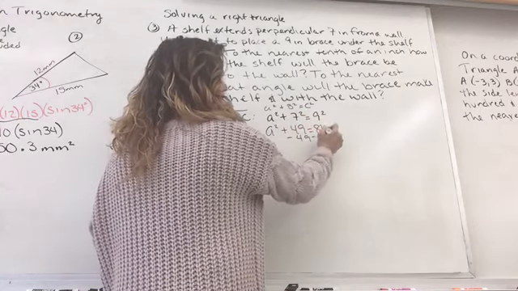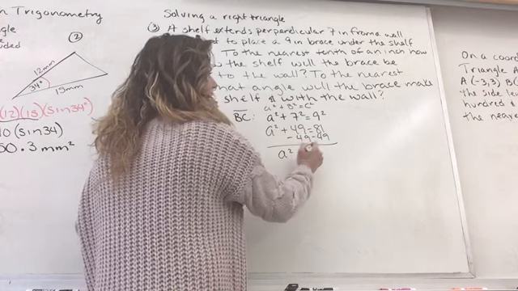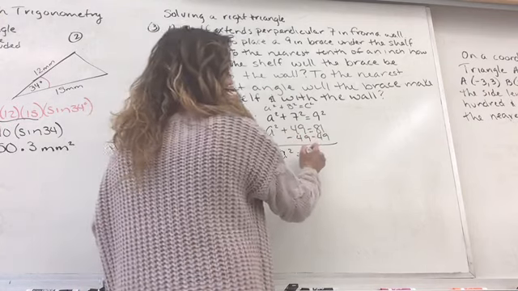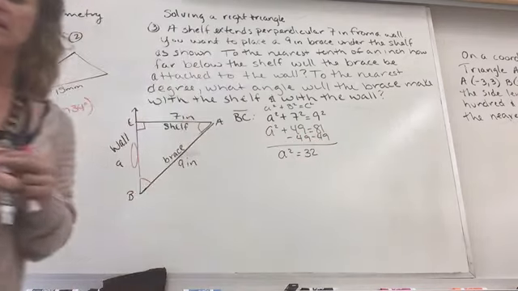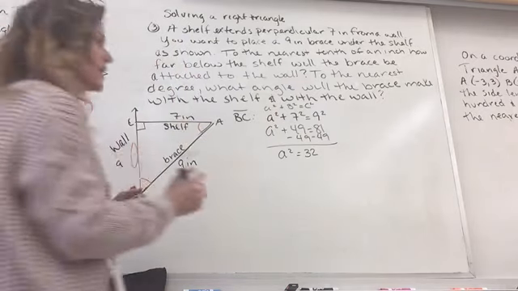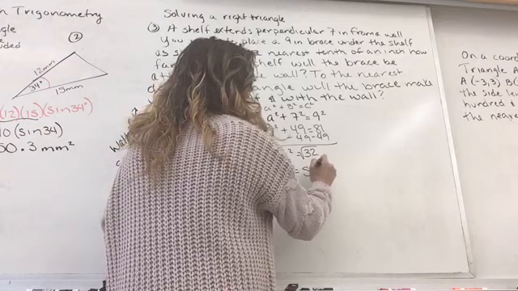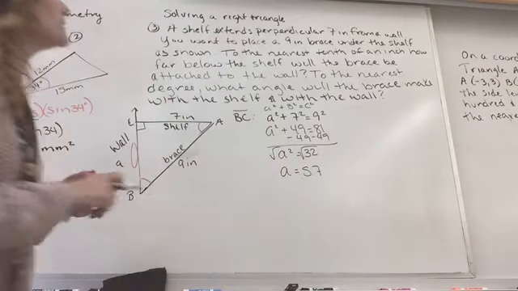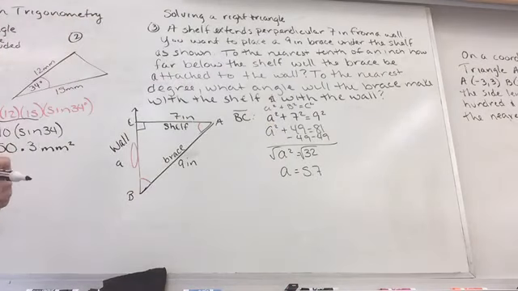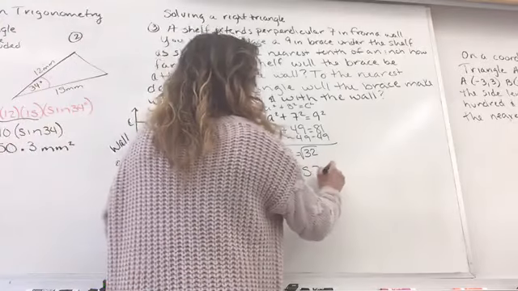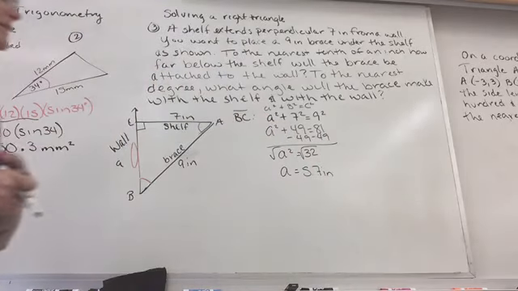Subtract the 49 from both sides. A squared is equal to 32. And then you take the square root of both sides and use your calculator. A is about 5.7 to the nearest tenth of an inch. So it tells you to round it to the tenths.